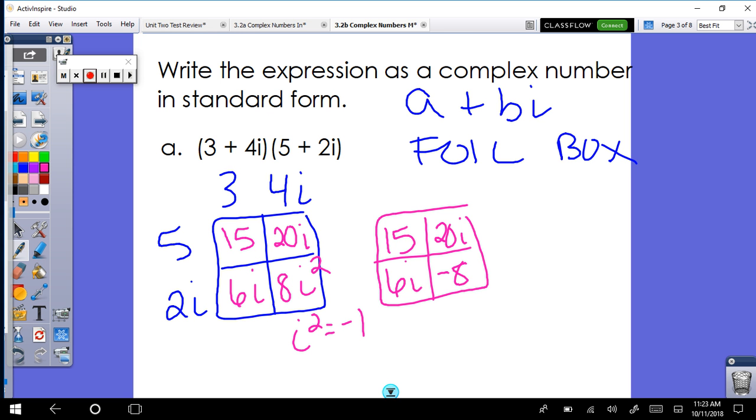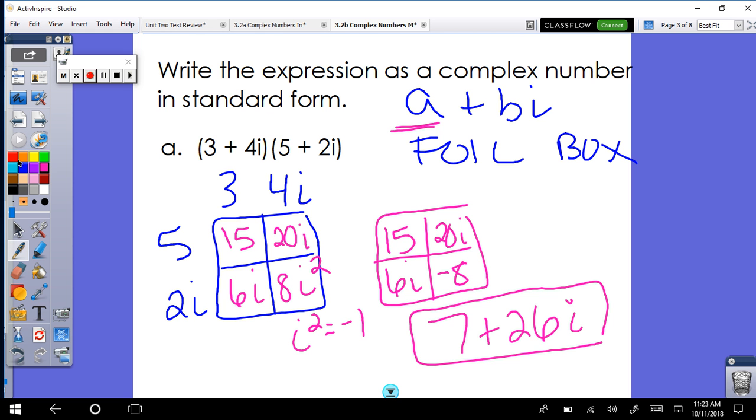So it might not be necessary to rewrite this. I just thought that it would be clear then, because now I want to combine like terms and I want to put the real part first. So notice how this 8 here becomes a real part. So 15 minus 8 will be 7. And then 20i and a positive 6i is a 26i.